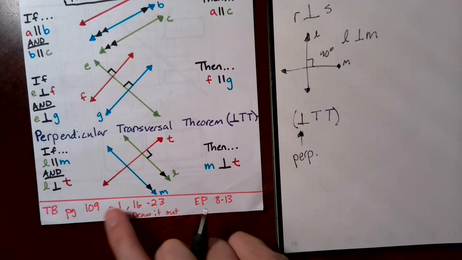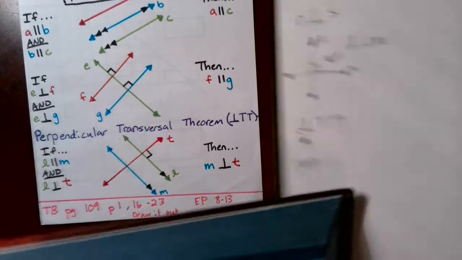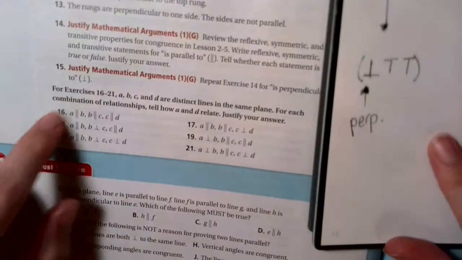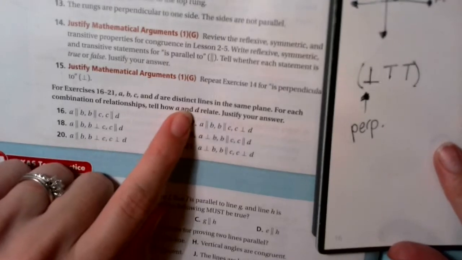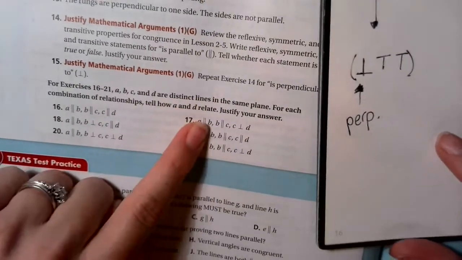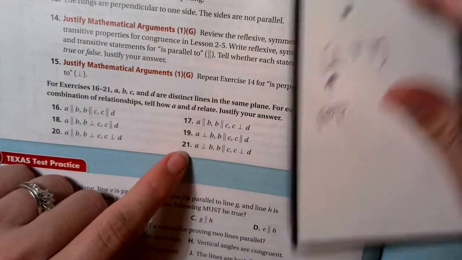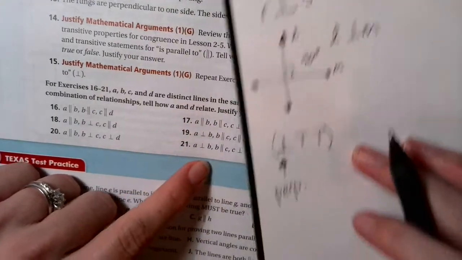Now, for the textbook problems, especially with 16 through 23, it's important that you draw it out. And I'm going to talk about that real quick right here. So on 16, it says that A, B, C, and D are distinct lines on the same plane. We're trying to figure out how A and D relate. So I want you to draw it out. Now, this could just be a rough sketch. You don't have to draw it out with all the arrows and line names and everything.